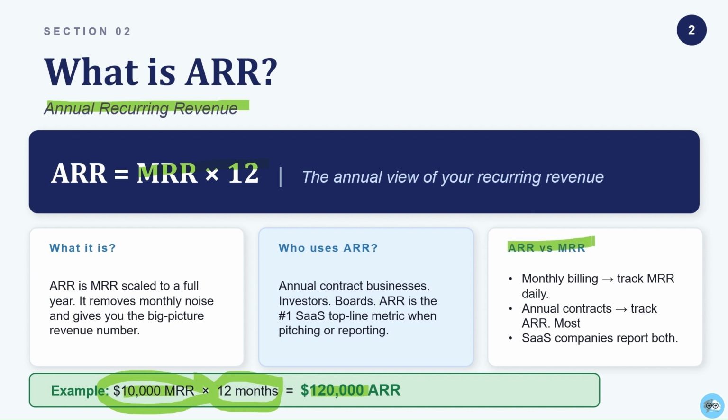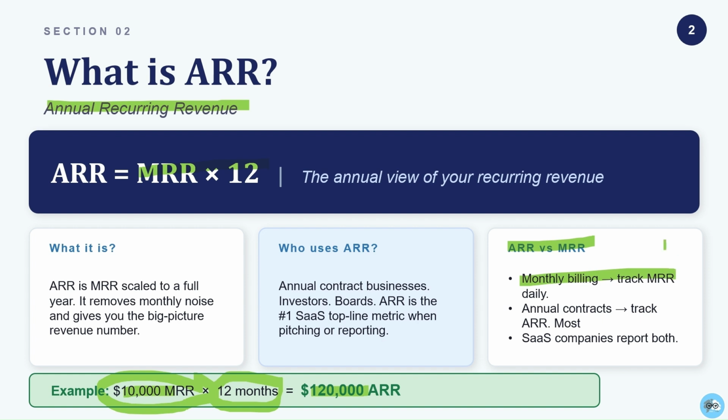ARR versus MRR. Both metrics measure recurring revenue, but they serve different purposes. Let's suppose if we have to track monthly billing, we will use MRR. Why? If a customer pays every month, management wants to know how much recurring revenue was generated this month, and how much MRR increased or decreased compared to last month. Therefore, MRR is the primary operational metric.